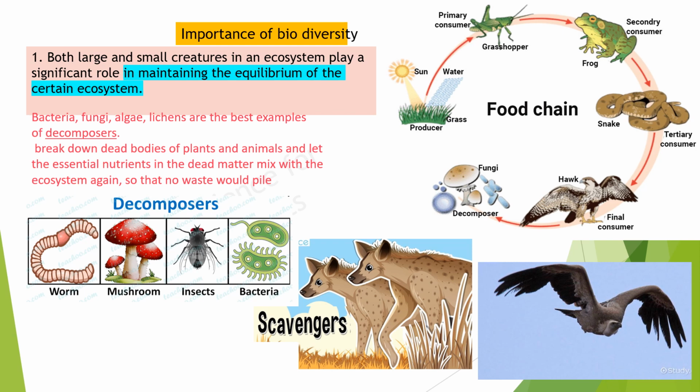So who are the decomposers? Bacteria, fungi, algae, lichens, etc. There are also some scavengers. In the terrestrial environment, we can take the fox or the crow as scavengers. Prawns are scavengers in aquatic ecosystems. So they have a certain character or niche in their environment, and we need that to maintain the equilibrium of the ecosystem.